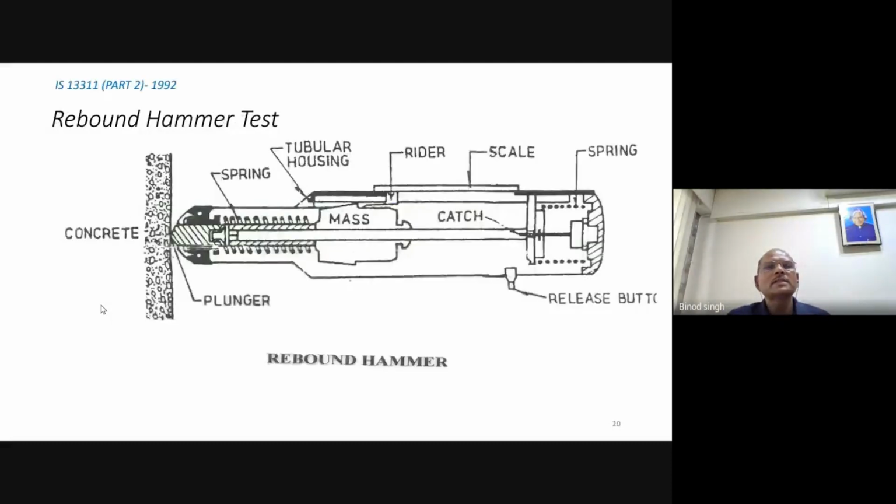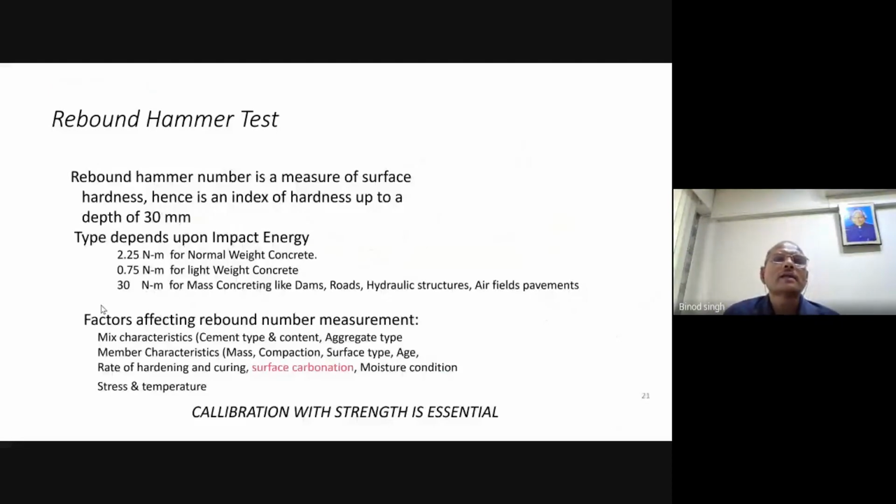Okay, so this is the diagram of a rebound hammer. If you see the codal provisions, we have three types of hammer. The rebound hammer number is a measure of surface hardness. Hence, it is an index of hardness up to a depth of 30 mm. So this is only giving up to about 1 inch, 30 mm depth. Suppose you are testing the column or beam, that is going to give you the strength of only the surface, not inside.